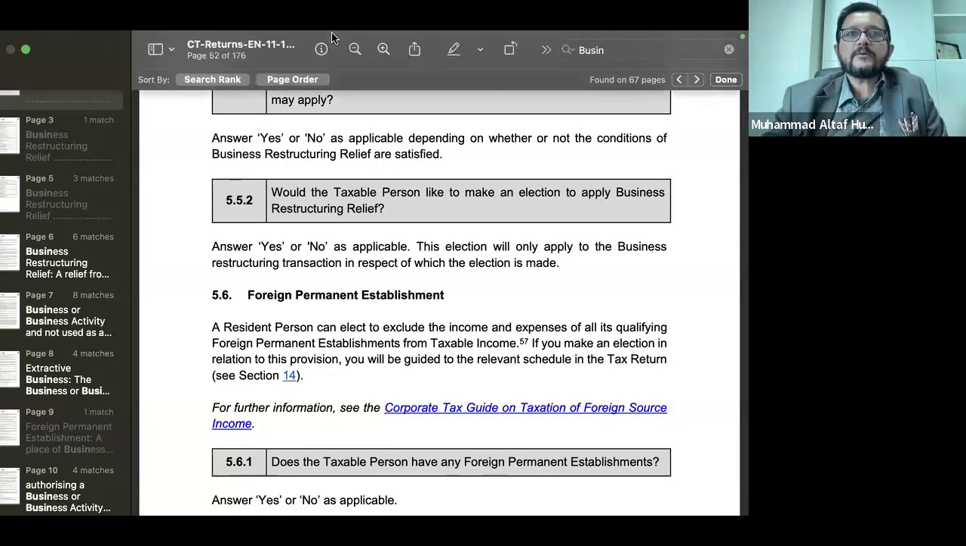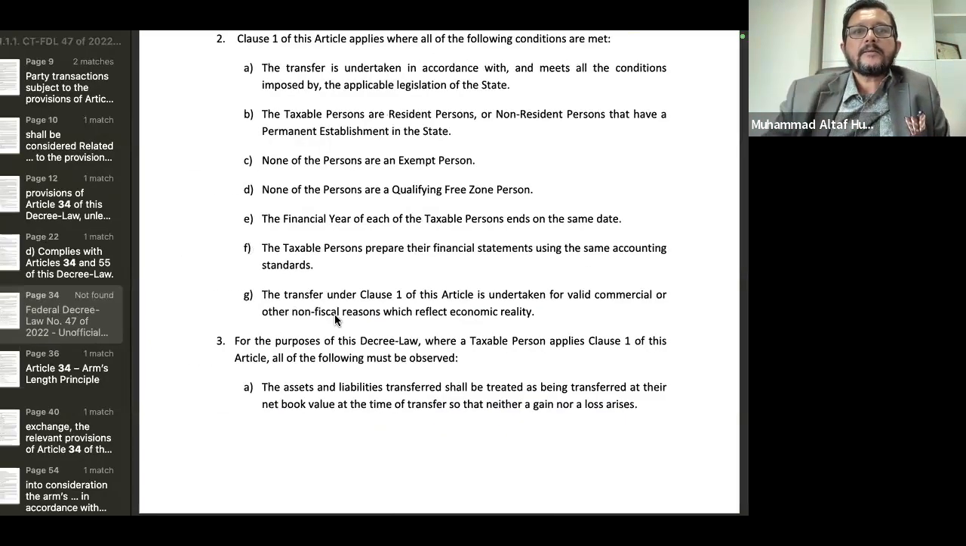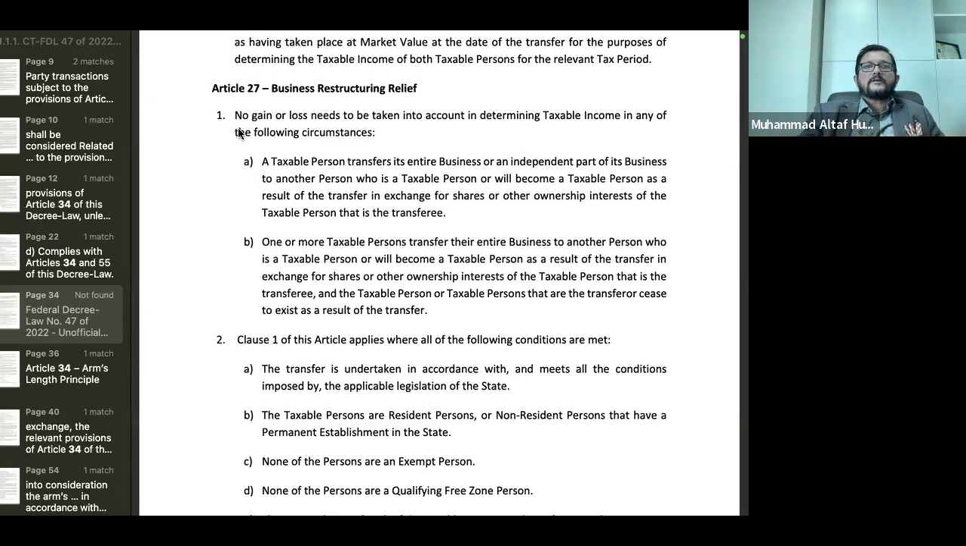We have to read the wordings that are described here. See, this is business restructuring. When a taxable person transfers the entire business or an independent part of the business to another person. They're talking about the business. Person remains there.